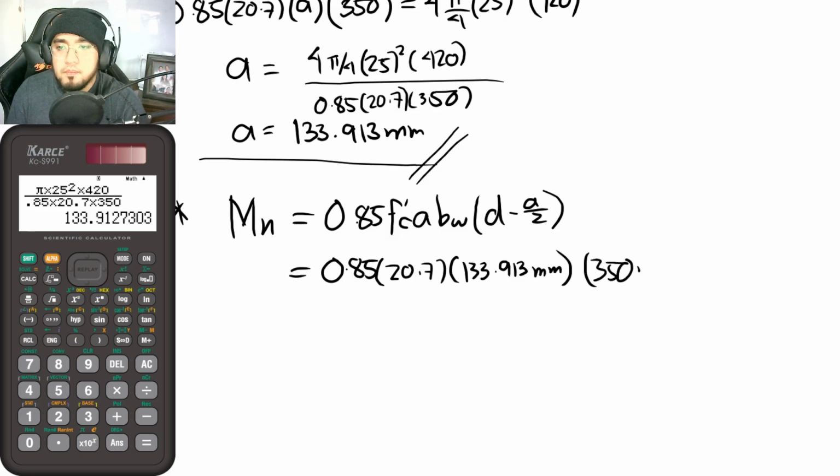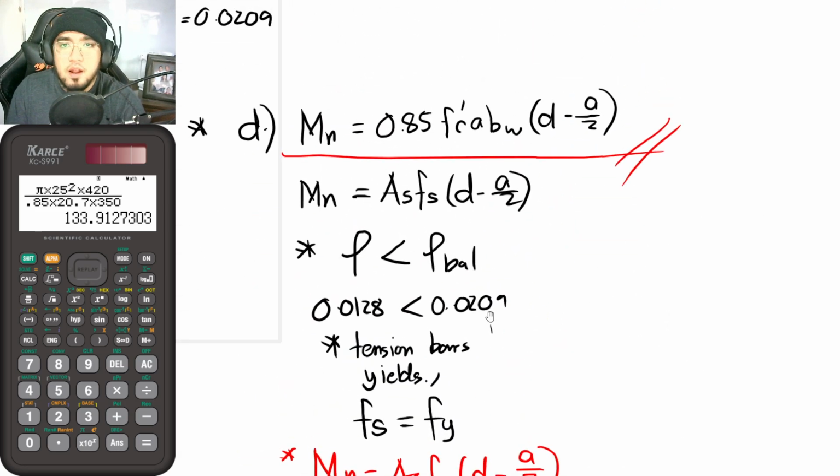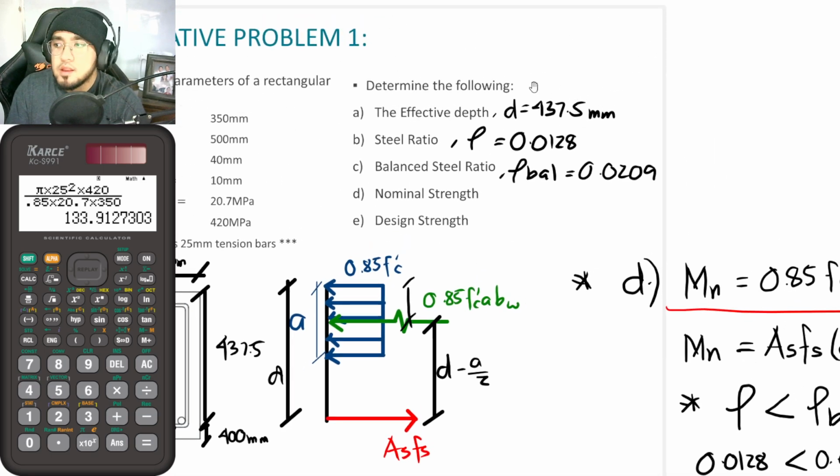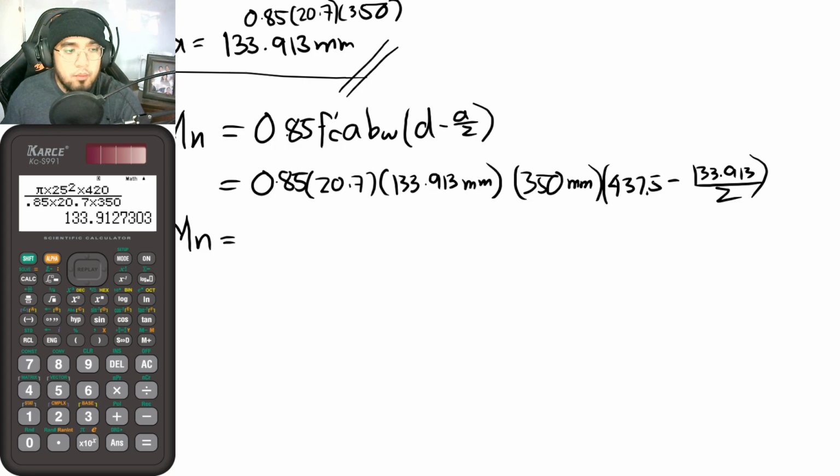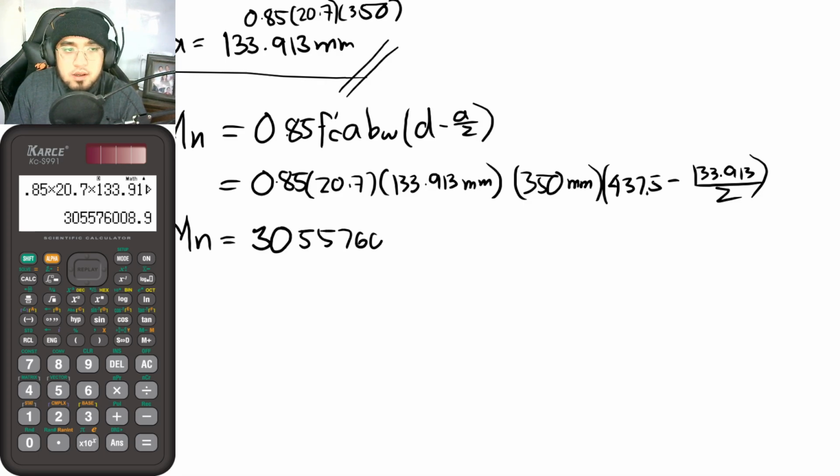350 mm times (d minus a over 2). So once again, the value of our d, or the effective depth, is 437.5 minus a over 2. The value of a is 133.913 divided by 2. So the nominal moment Mn is equal to 0.85 times 20.7 times 133.913 times 350 times (437.5 minus 133.913 divided by 2). Your answer here would be in terms of Newton millimeters, which is 305,576,008.9.